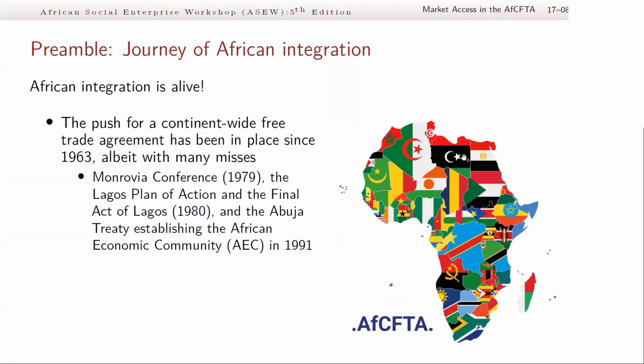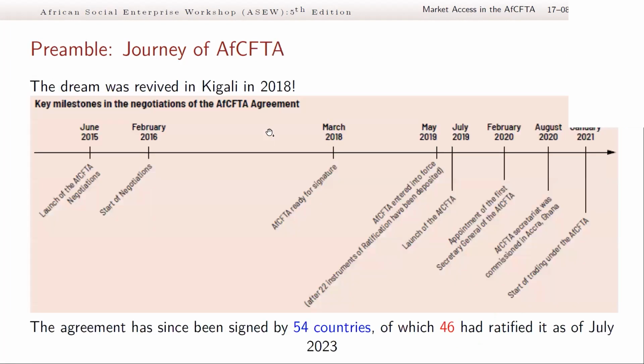The push towards this kind of integration started in 1963, but there are several initiatives which have not actually succeeded. For instance, the Monrovia Conference of 1979, and treaties like the Abuja Treaty and the ones in Lagos in 1980. None of them managed to put together the entire continent until something happened in Kigali in 2018, when presidents and leaders of our respective countries in Africa agreed to form the African Continental Free Trade Area.